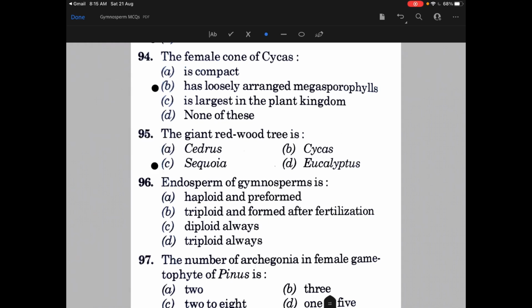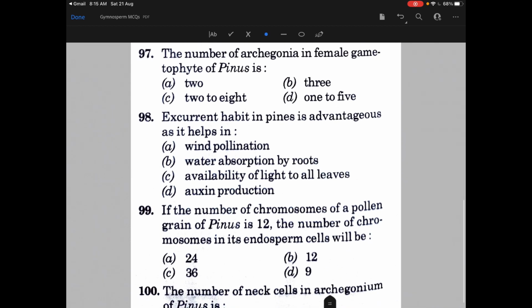Next, endosperm of gymnosperms is dash. The answer is A, that is haploid and preformed. The number of archegonia in female gametophyte of a Pinus is dash. The answer is C, that is 2 to 8. Next, excurrent habit in pines is advantageous as it helps in dash. The answer is A, that is wind pollination.